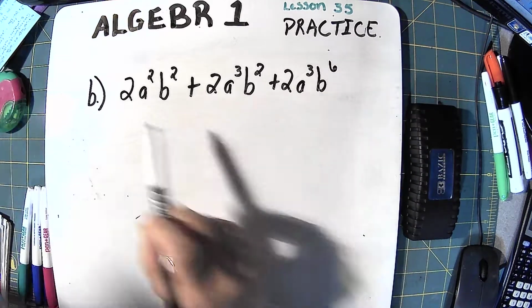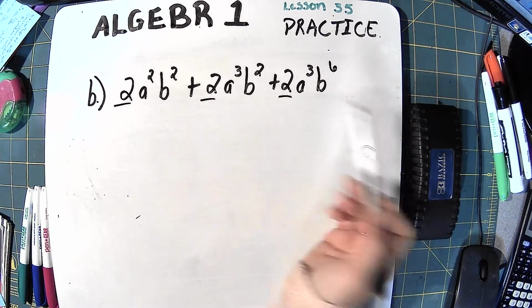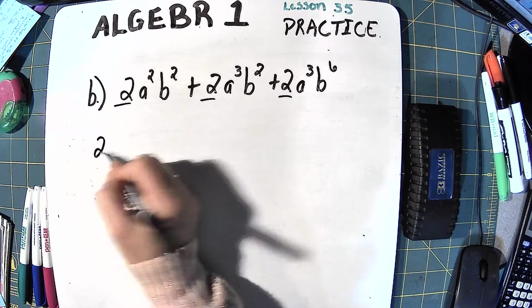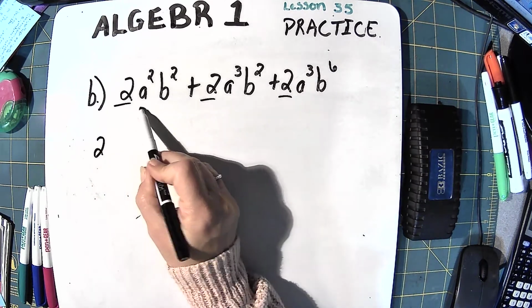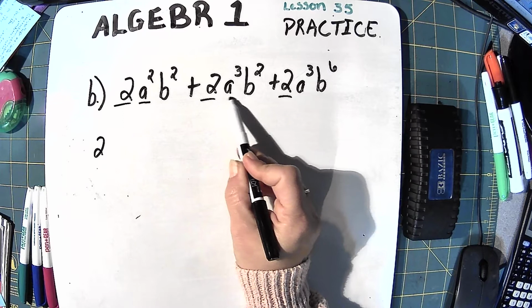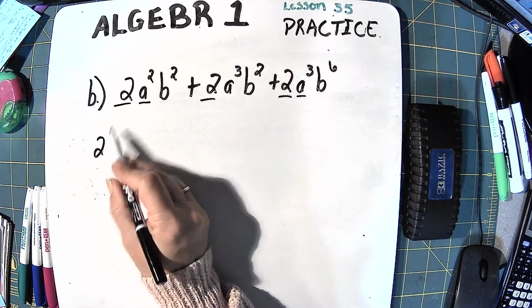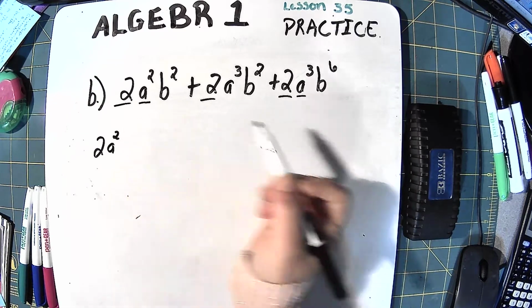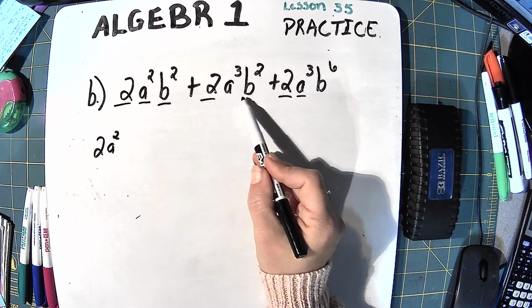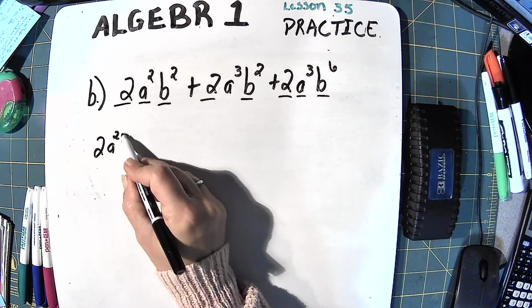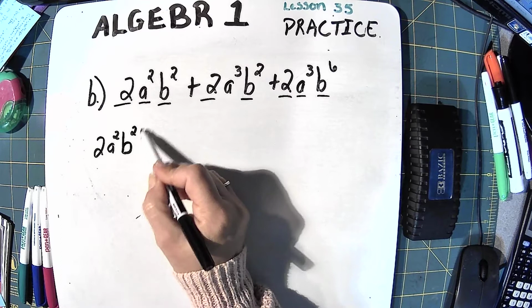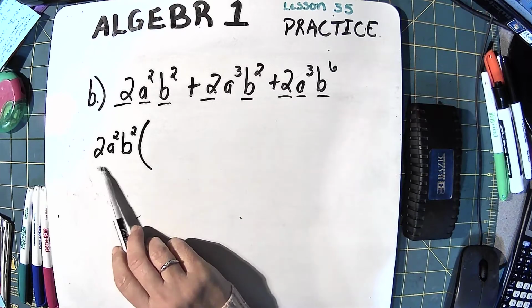Okay, on this one I'm going to look at my numbers first, and they all have 2 as a factor, so I'm going to put a 2. Then I'm going to look at my a's. My lowest number here is 2. Then I've got a 3 and another 3, so my lowest a is a squared. And for my b's I've got squared into the 6, so I've got b squared as my lowest. Okay, there's my greatest common factor.